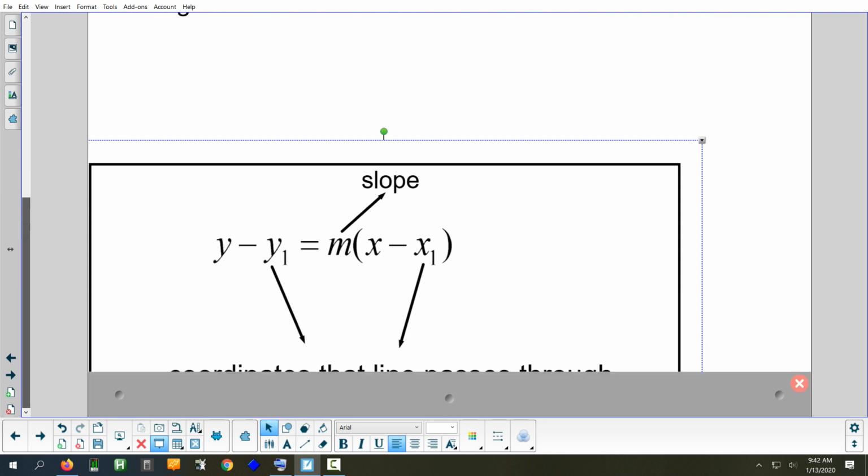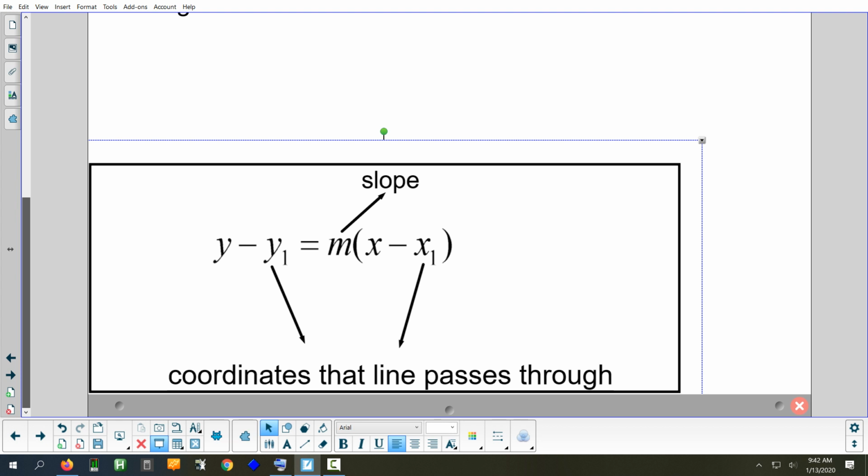All right, so m is your slope. And remember, the x1 and the y1, that comes from a coordinate. Okay, that comes from a coordinate, which they'll give you.